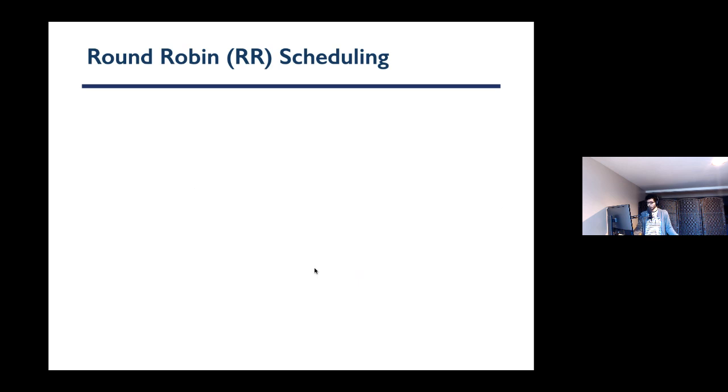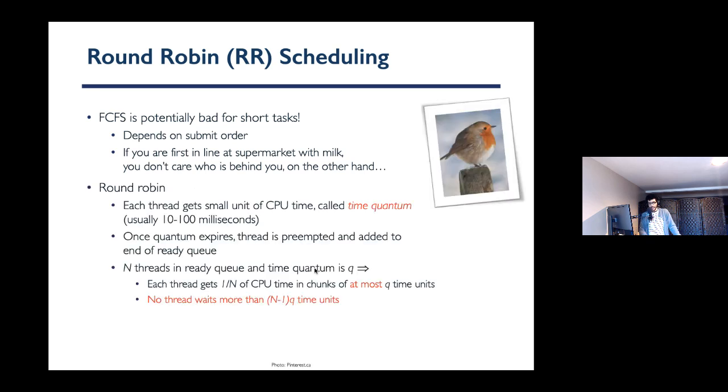Now, the next scheduling policy that we're going to talk about is round robin. The idea is basically you divide time into units. We call them time quanta. So each time quantum, you schedule one thread, then you preempt them, and then you schedule the next one.